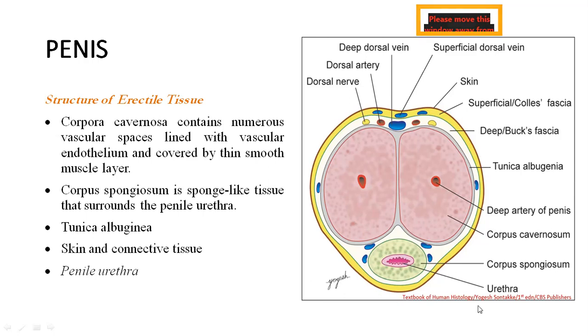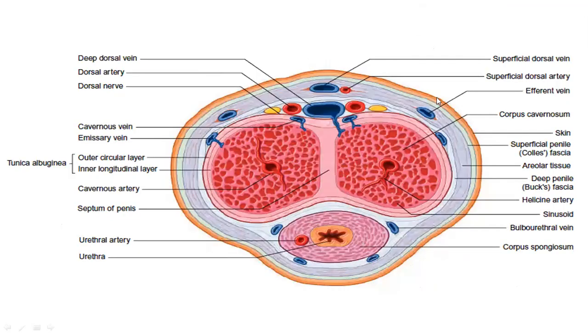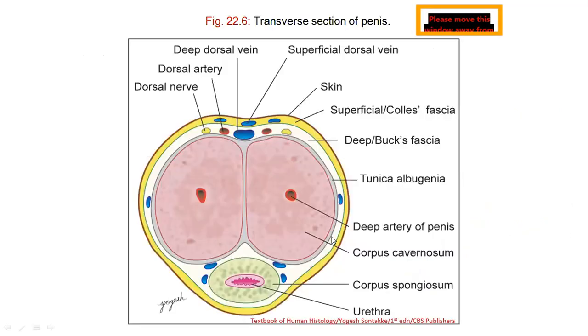See this urethra which is passing through the penis; you call it the penile urethra, also called the spongy urethra. So this is the cut section. We have 2 corpora cavernosa, and then we have 1 corpus spongiosum where the urethra is passing. So try to learn this slide, because this is the cross section of the penis.